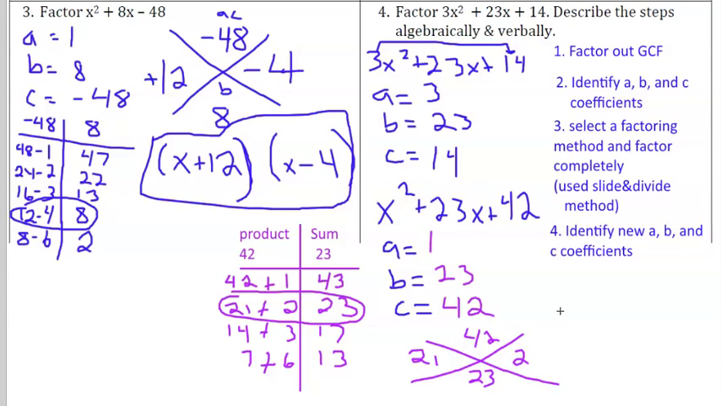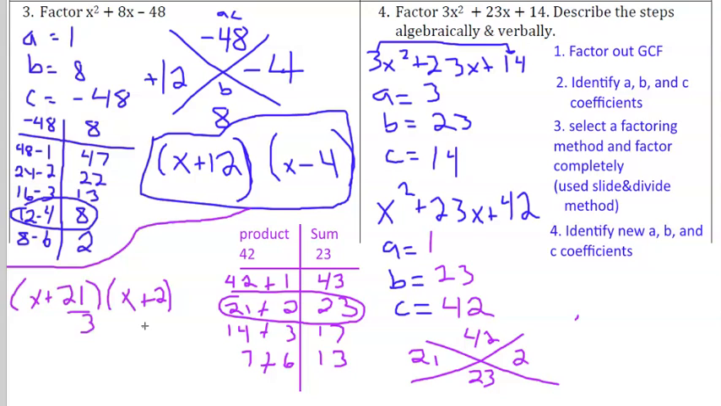So then we'll write out the factors. We have x plus 21 times x plus 2. But for the slide and divide method, we're not completely done. We will also divide by the original a. So we divide each of those factors we just found by our original a.